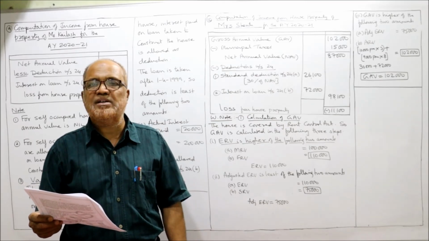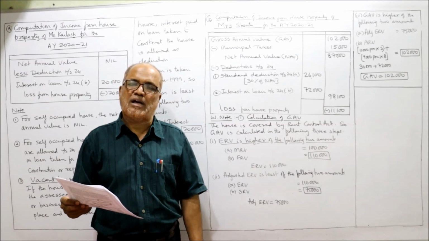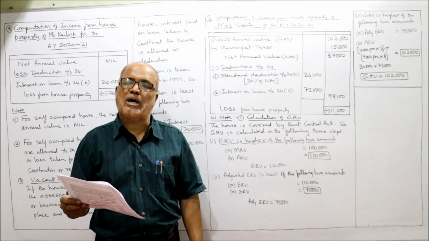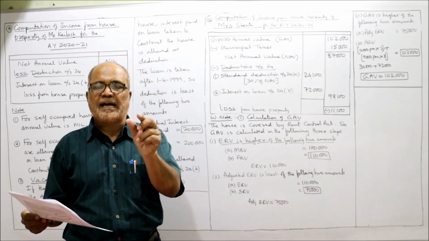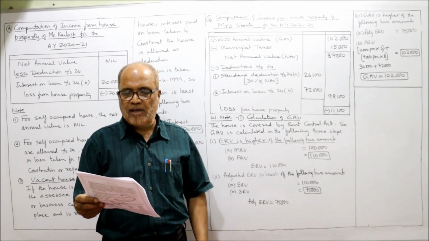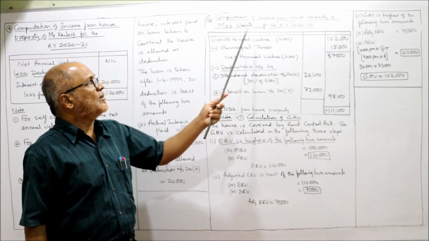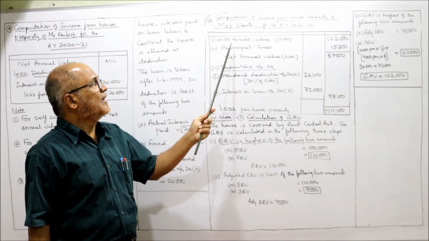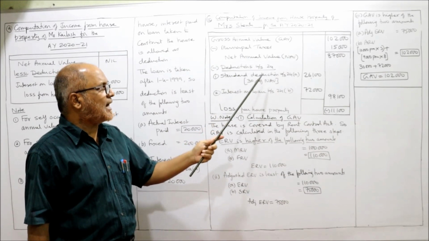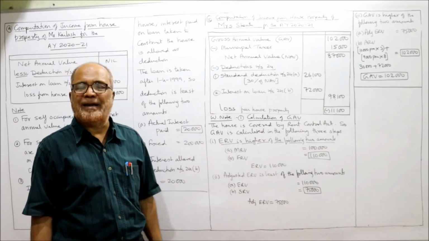Expenses incurred during the previous year: repair 8,000, ignored. Municipal taxes 15,000, allowed. Interest on loan taken to construct the house 72,000, allowed. So municipal taxes will be allowed as deduction, and interest on loan taken to construct the house, allowed. Calculate the income from house property. Now see carefully. Computation of income from house property of Mrs. Shanti for the year: GAV less municipal taxes, annual value less deductions, standard deduction 30% of NAV, interest on loan. First of all, format you have to make.